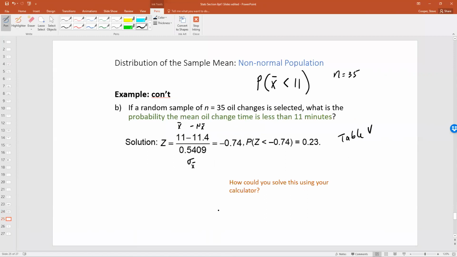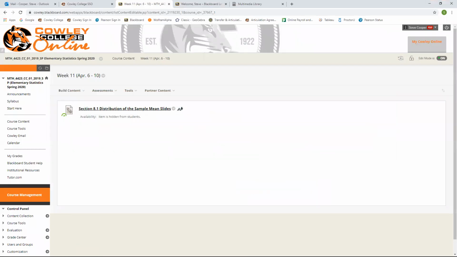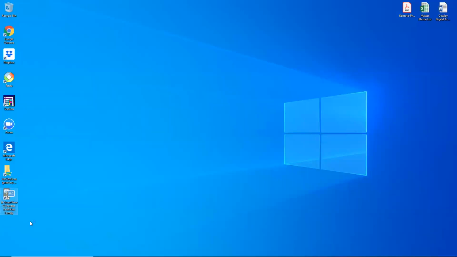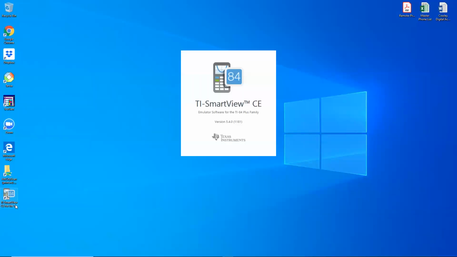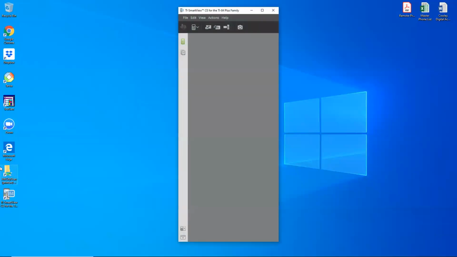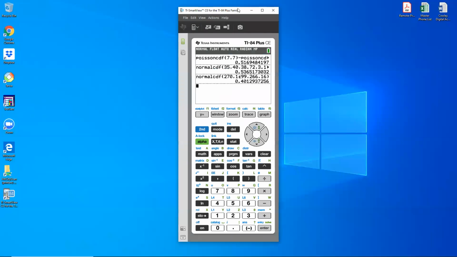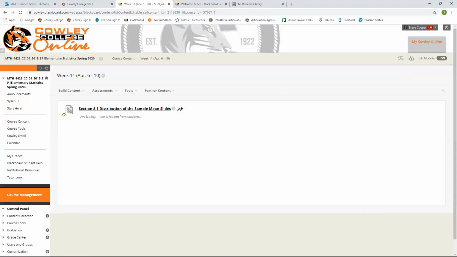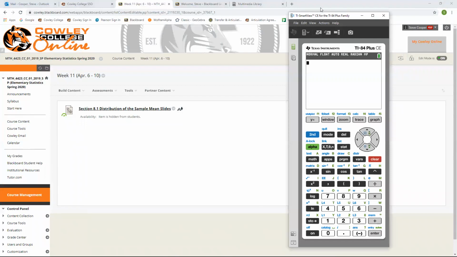Okay, so if I wanted to use the calculator, I'm going to go ahead and pull it up and ask you guys for the inputs. And remember, I want you to be fluent both using a calculator and using table 5 by converting to standard normal.